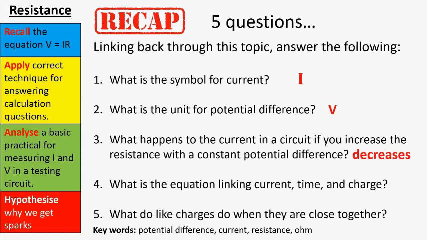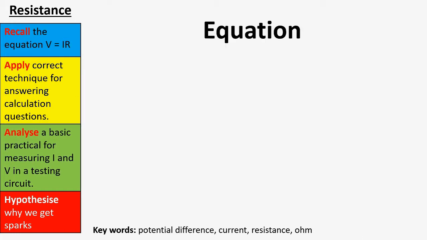Remember those marbles. Number 4. What is the equation linking current, time and charge? This one is Q equals IT. If you've written I equals Q over T or T equals Q over I, that's absolutely fine, but Q equals IT is the typical version of it. Question 5. What do like charges do when they are close together? They repel. So today we have a new equation.